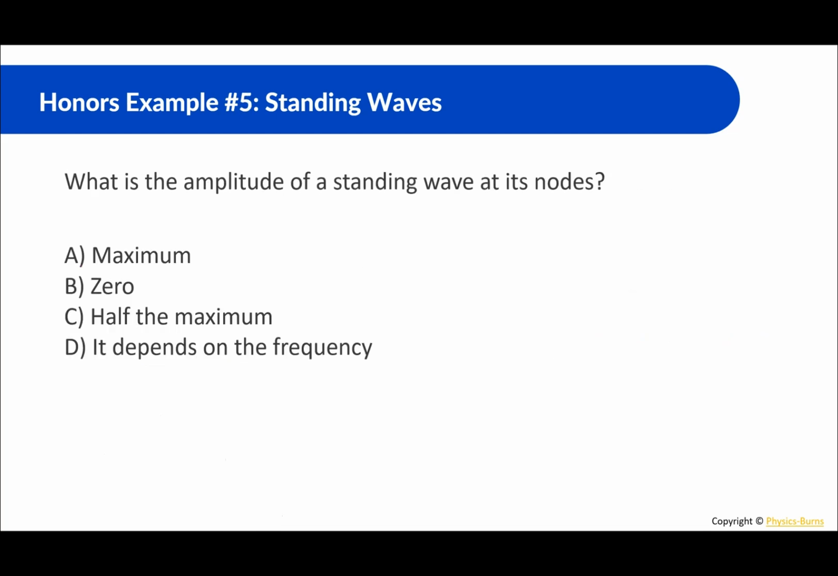What is the amplitude of a standing wave at its node? Okay, so let's just draw something out here. We'll draw it like this. So the node is right here, and we can see at the node there is no amplitude. It's right at the center point right there. So the amplitude is just going to be 0.